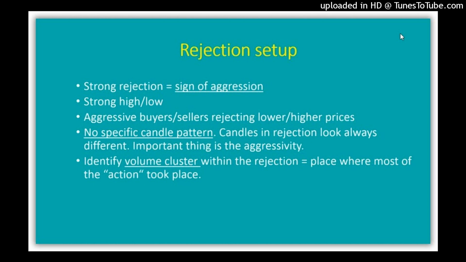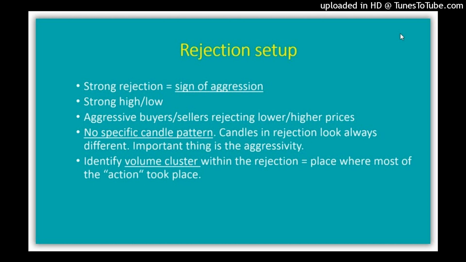Now here are some final points before we go into the charts. So the first point is what I actually like about the rejection setup: it is that you trade in all trading conditions. So you can trade in line with a trend. You can also trade the rejection setup counter trend. And also you can trade the rejection setup in a rotation.